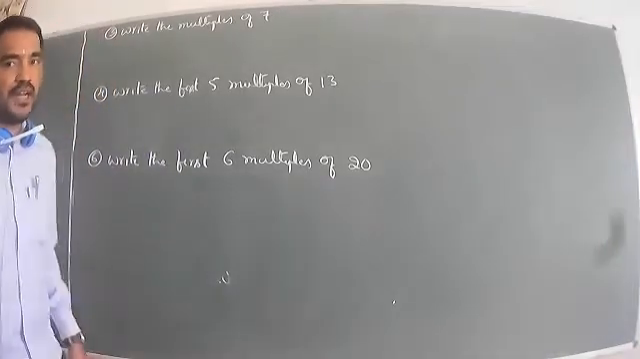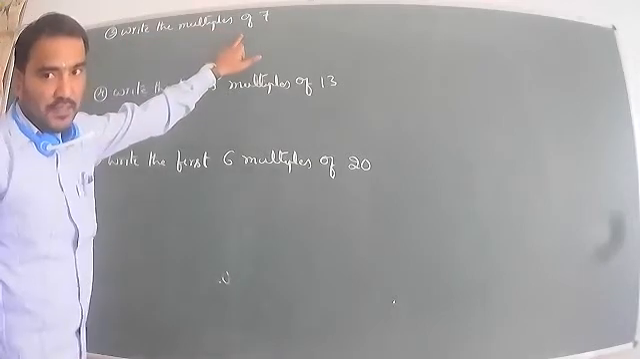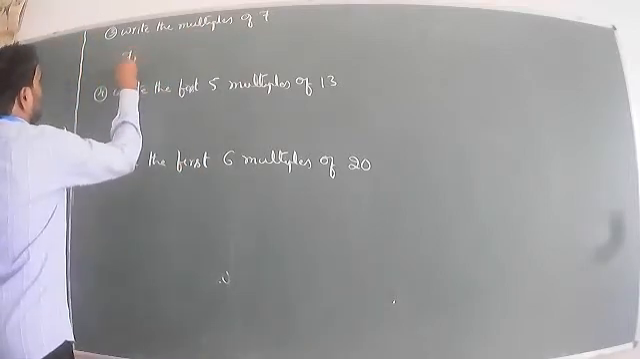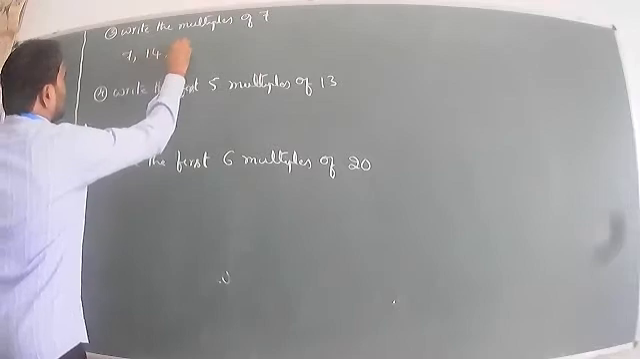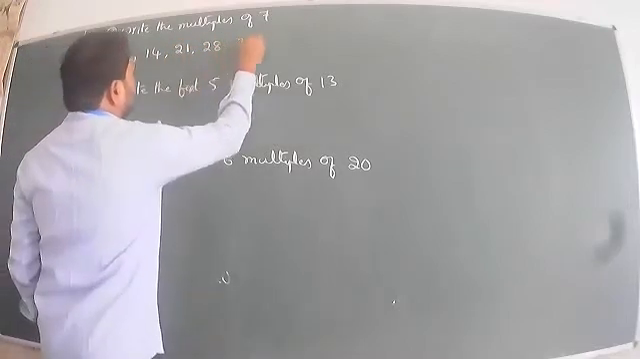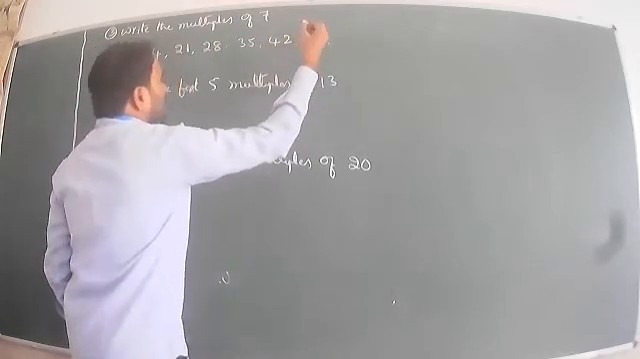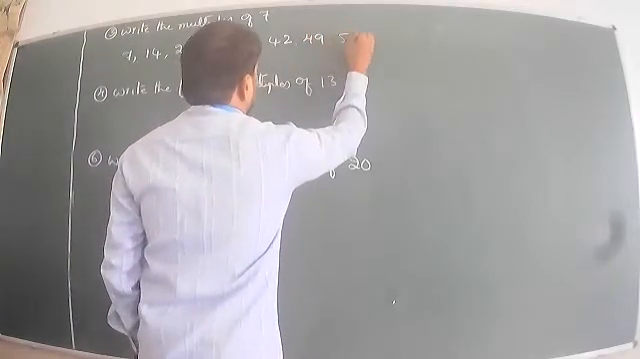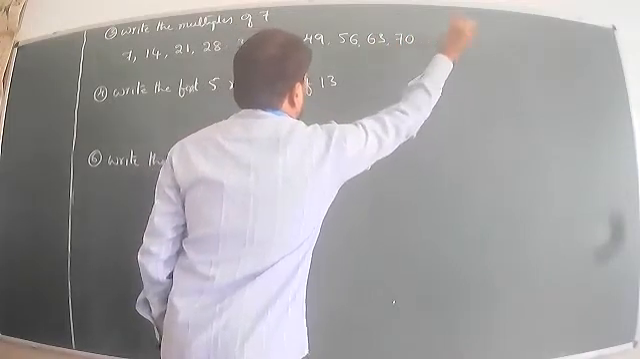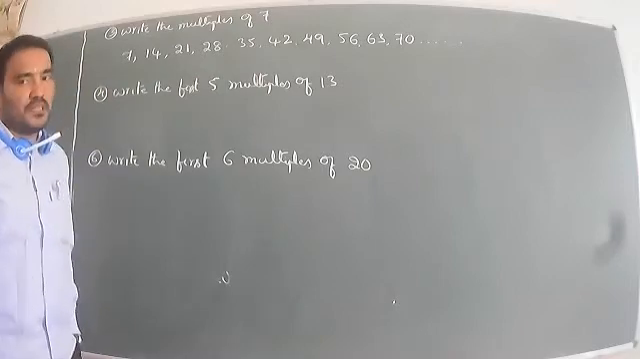Okay, students. Now I have written some examples. Write the multiples of 7. Now we should multiply 7 and 1, 7 twos are 14, 7 threes are 21, 7 fours are 28, 7 fives are 35, 7 sixes are 42, 7 sevens are 49, 7 eights are 56, 7 nines are 63, 7 tens are 70. Continuous numbers are there. So this is the answer of write the multiples of 7.